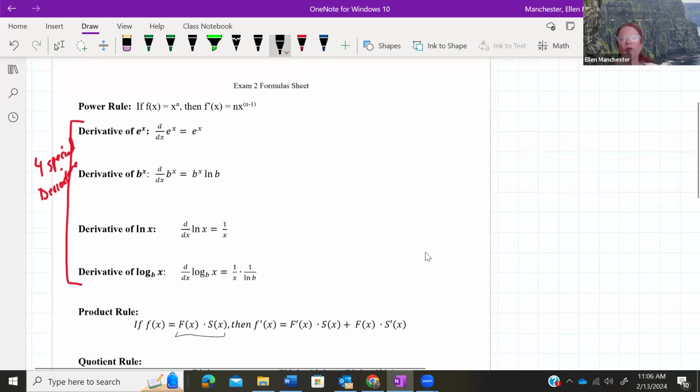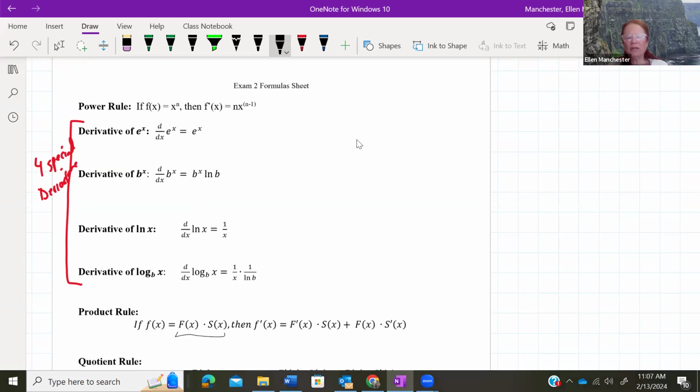Your job is to know when to use which one. That's your job, to be able to recognize, oh, I'm multiplying two things, so I have to use the product rule, or, oh, this is an exponential function, so I have to use the exponential function derivative.